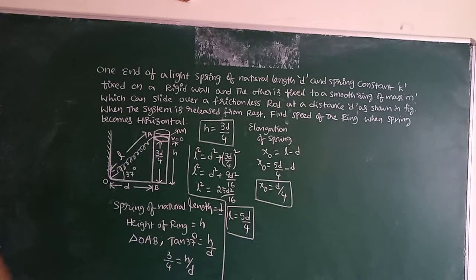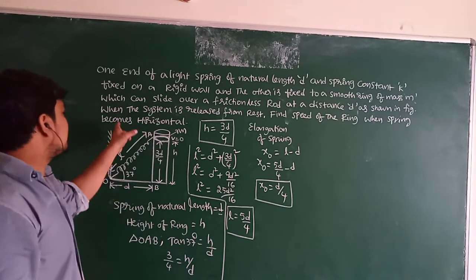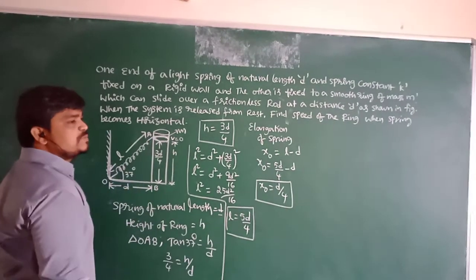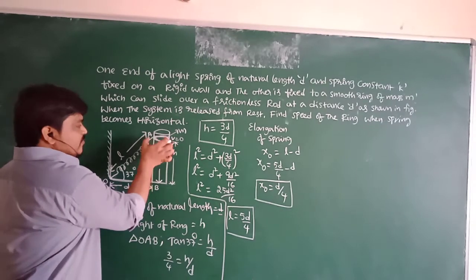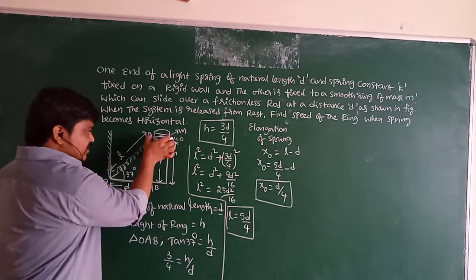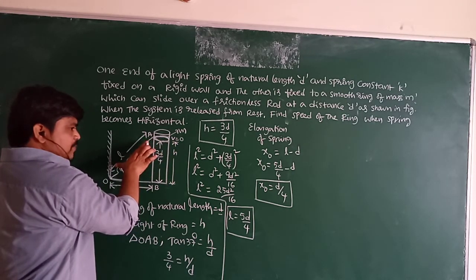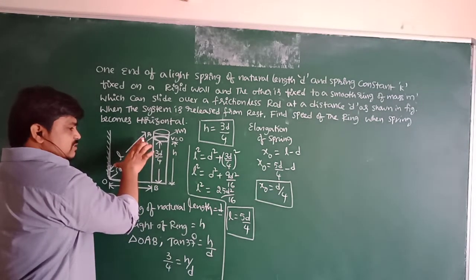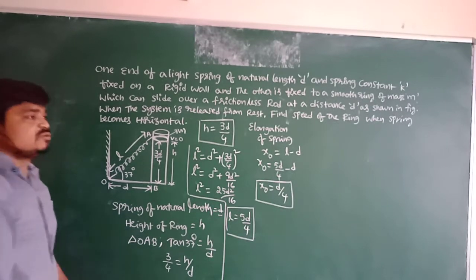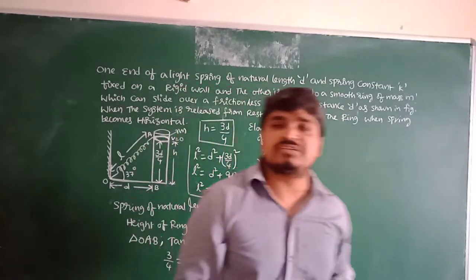Here a question is there. We have to find out the speed of the ring when the spring becomes horizontal. When the ring comes to the bottom, what happens? The spring's length becomes its natural length. So to find out the speed, we have to apply the law of conservation of energy.